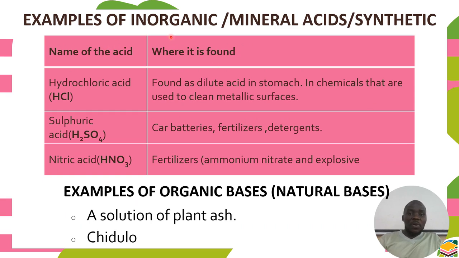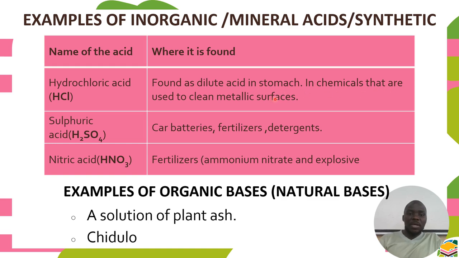Examples of inorganic or synthetic acids, the name and where they are found. We have hydrochloric acid. In short, we call it HCl. You can find it as dilute acid in the stomach. The stomach is able to excrete the acid for digestion processes.